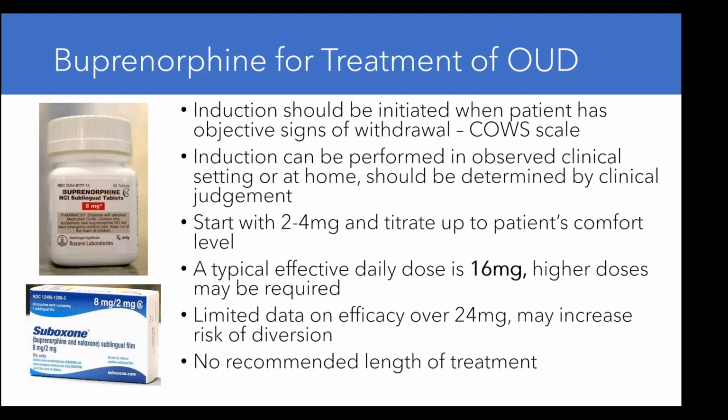Induction can be performed in an observed clinical setting or at home, and that should be determined by your clinical judgment. Typically, dosing is started at 2 to 4 milligrams and titrated up to the patient's comfort level. According to the ASAM guideline, a typical effective daily dose is 16 milligrams, although higher doses may be required. There's limited data on efficacy over 24 milligrams, as it may increase the risk of diversion. And again, there's no recommended length of treatment, and it should be individualized.